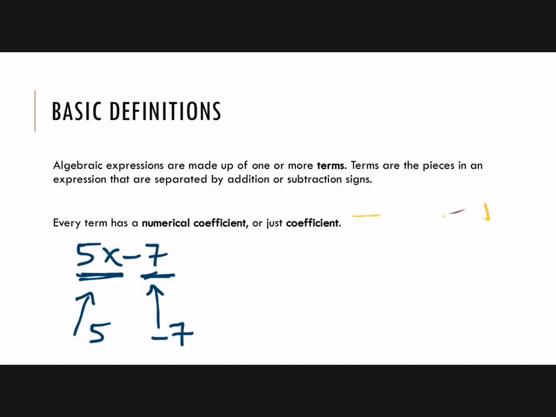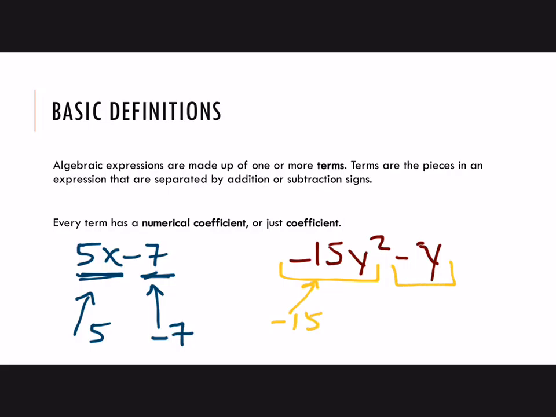All right. Let's try one more. How about negative 15y squared minus y? Well, the coefficient of this first term is negative 15, and the coefficient of the second term is negative because of that negative sign. And if you don't see a number in front of the y, there's a 1 there that we don't write. It's implied as a placeholder.